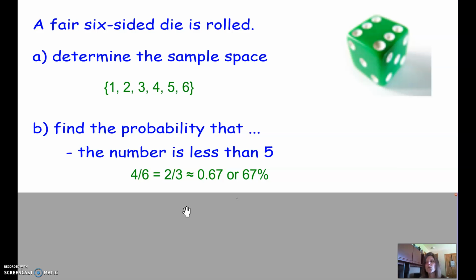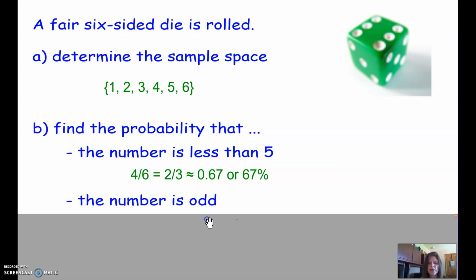And then you recall that we can express our probability in various ways. So the first one is a reduced fraction, 2/3. Or I could turn that to a decimal and round, so approximately 0.67. Or I could turn that decimal into a percentage and say about 67% probability.